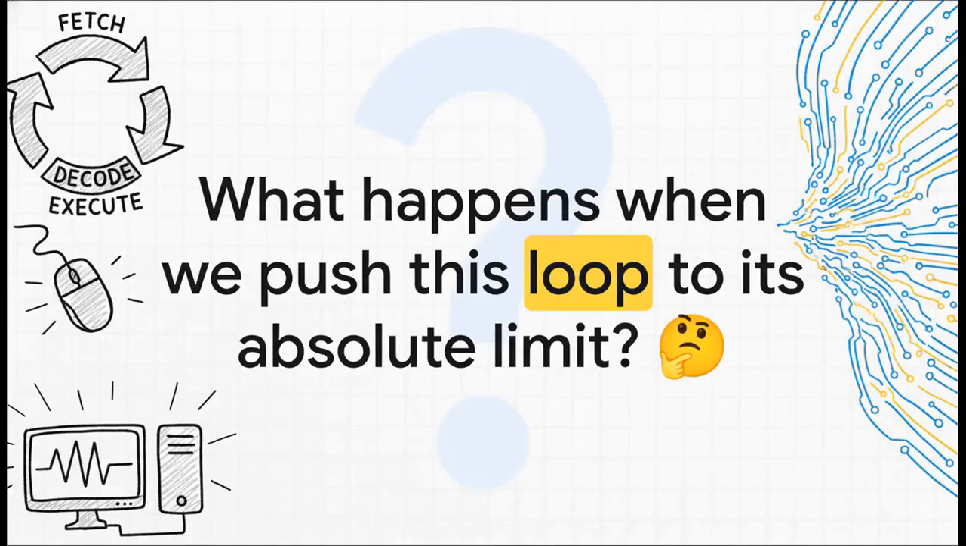So when you put it all together, here's the big takeaway. Every single thing you do on your computer, every mouse click, every letter you type, even just watching this right now, it's all being powered by that simple fetch, decode, execute loop. And it's happening not just millions, but billions of times every single second. It's kind of mind-blowing when you think about it. And it really makes you wonder, what happens when we push this tiny fundamental loop to its absolute physical limit? What's the next step?